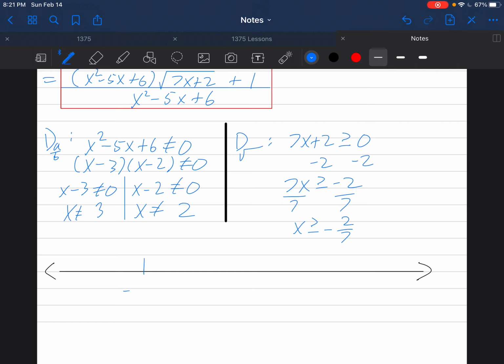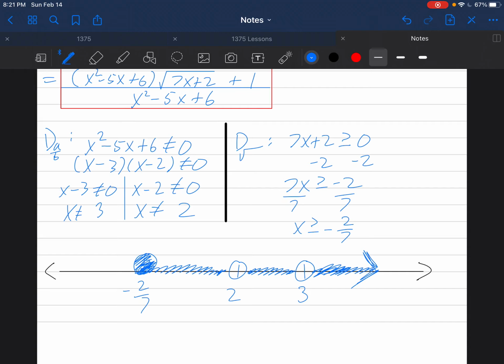Okay, so our critical values now are negative 2 over 7, and then the number 2, and then the number 3. Right, so x cannot equal 2 or 3. Those will be open circles. X can equal negative 2 over 7 because it says greater than or equal to. And from here, since it says greater than or equal to, we're shading everything to the right. But keep in mind, since it can't equal 2 and it can't equal 3, we shade around those on our number line.